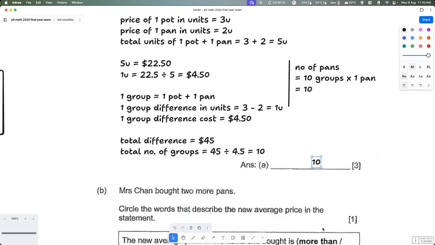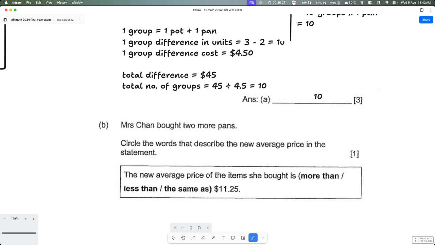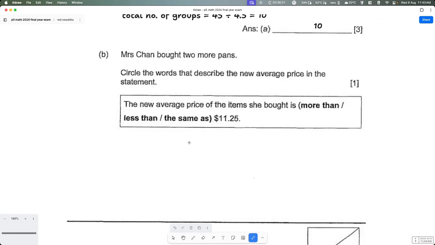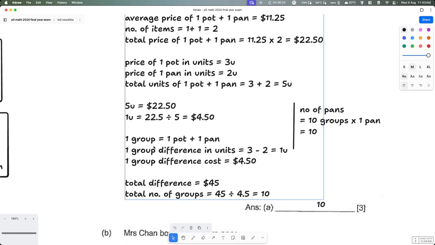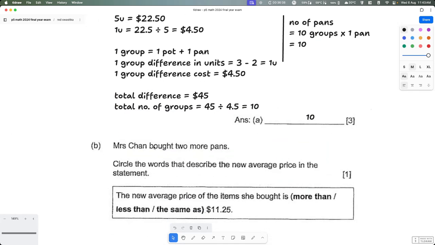All right, let's move on to part B. Mrs. Chan bought 2 more pens. Circle the words that describe the new average price. In this case, we need to get the total to get the new average. We know that the average is $11.25.